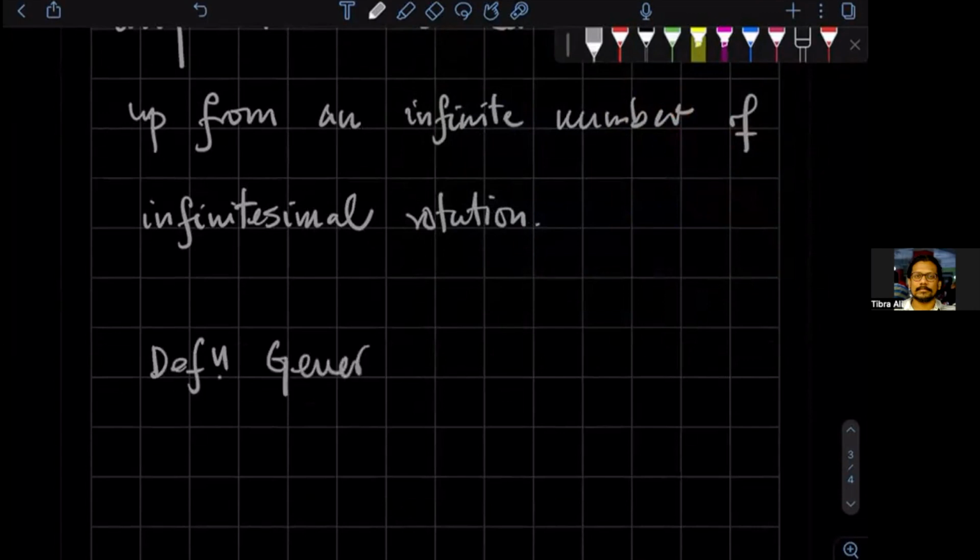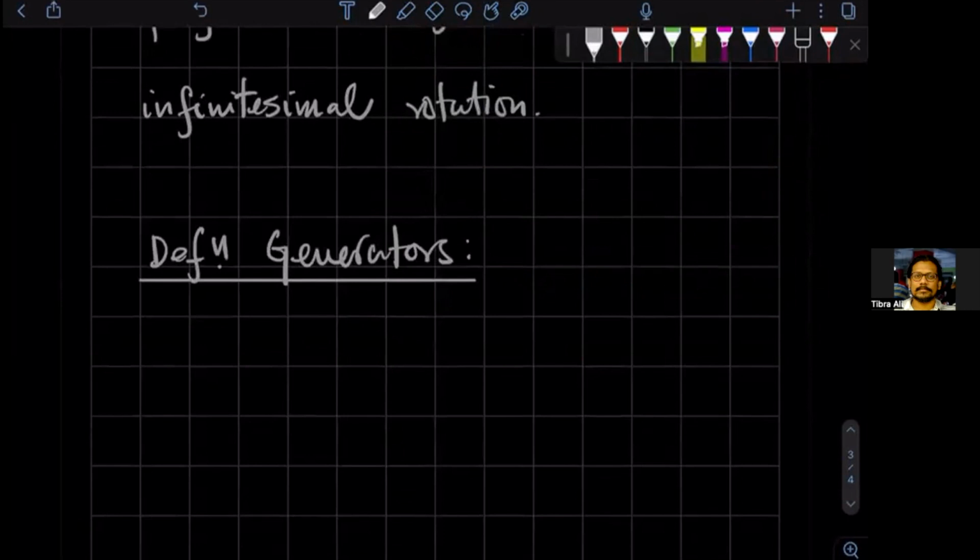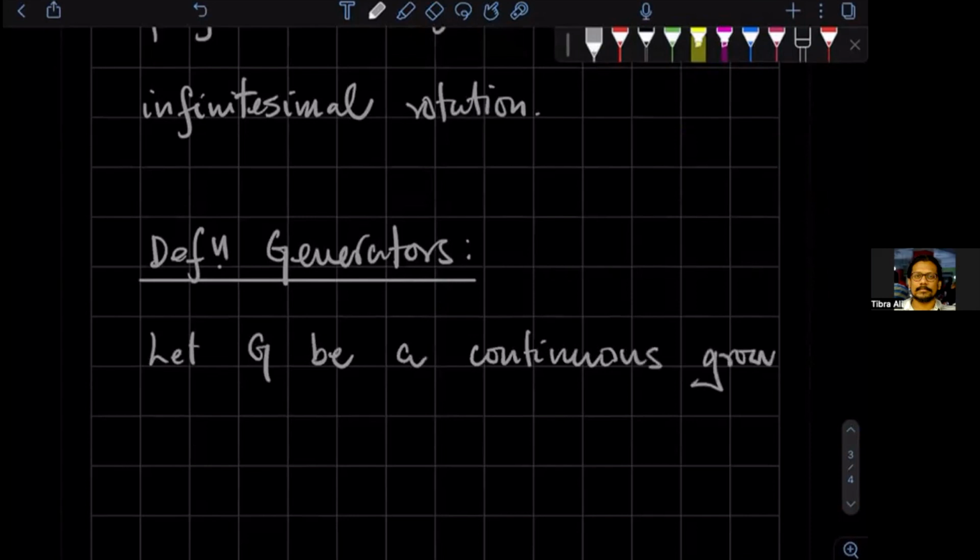The definition of generators, or generators of a continuous group. We will call these groups Lie groups eventually, but let's just stick to continuous groups for now. So let G be a continuous group, let's say a continuous matrix group of dimension D.